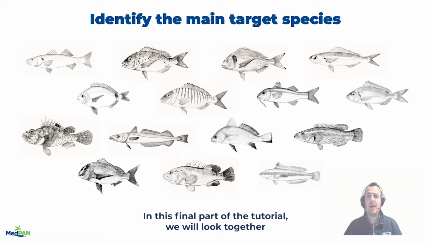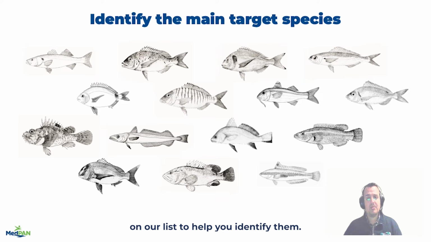In this final part of the tutorial, we will look together at the identification keys and main characteristics of the 15 target species on our list to help you identify them.